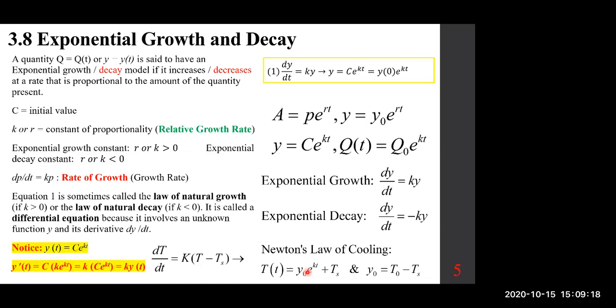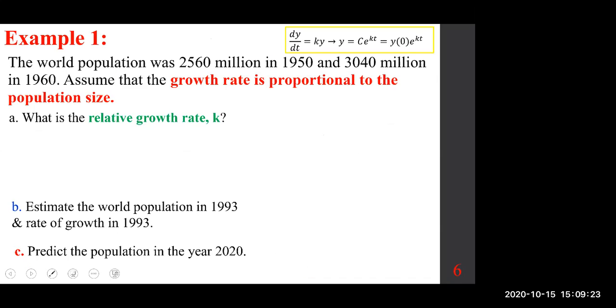From here on, we look at examples that I believe you should be fairly comfortable with. All right, so let's make some sense out of everything we said. We want to look at this example. Could somebody be kind enough to read this example for us, please? I'll read it. The world population was 2560 million in 1950 and 3040 million in 1960. Assume that the growth rate is proportional to the population size. Thank you so much, Joseph.